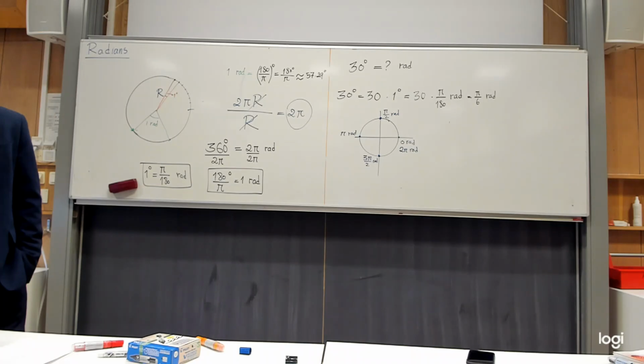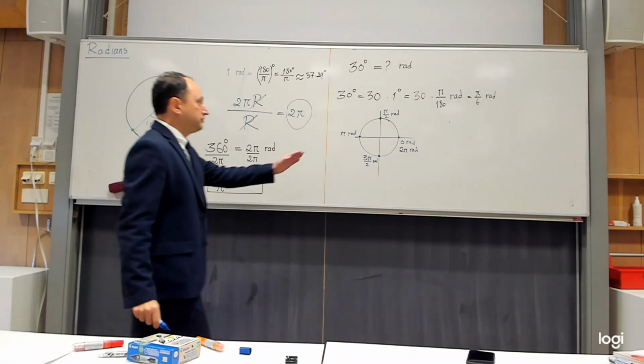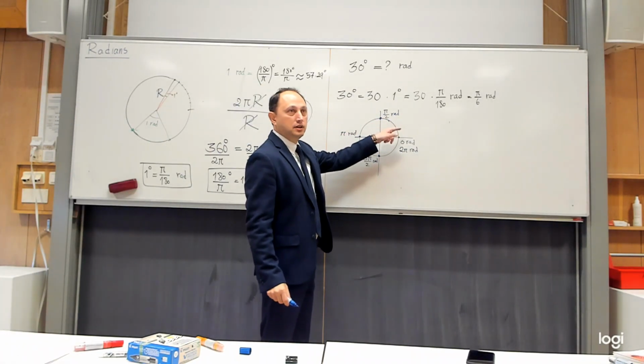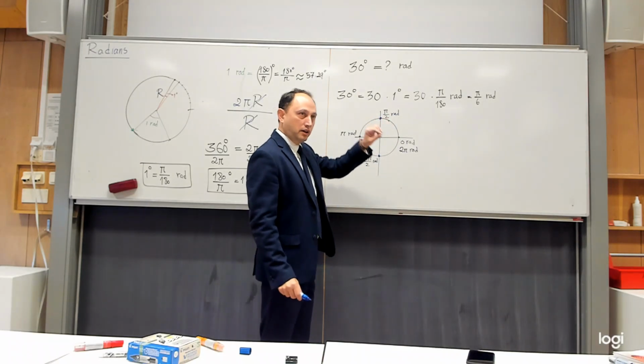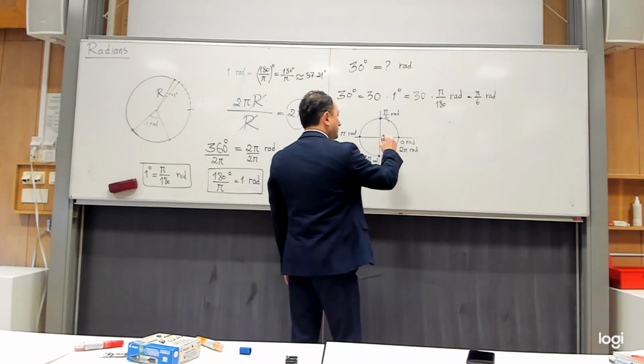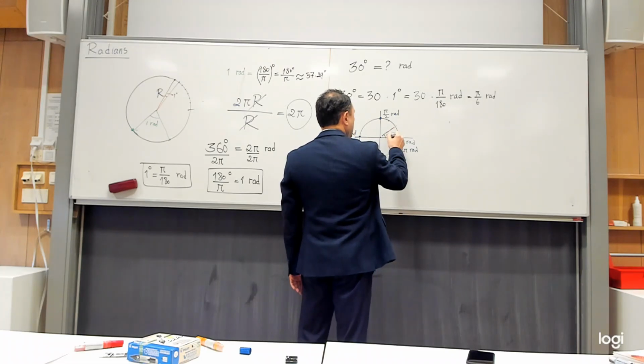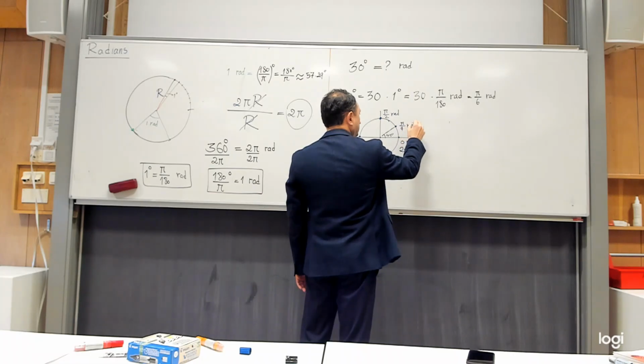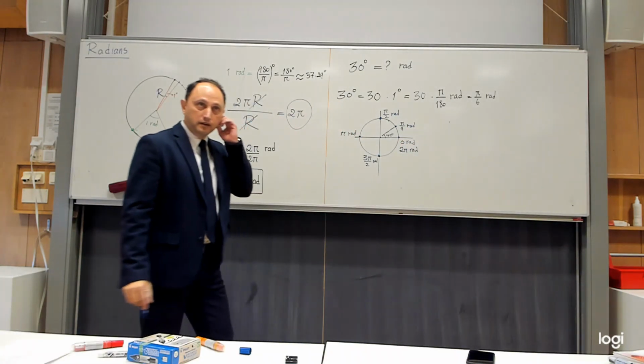Pi over 4. Pi over 4, yes? Because 45 is half of 90. If I divide pi over 2 by another 2, it becomes pi over 4. So 45 degrees is equivalent to saying pi over 4. Yes?